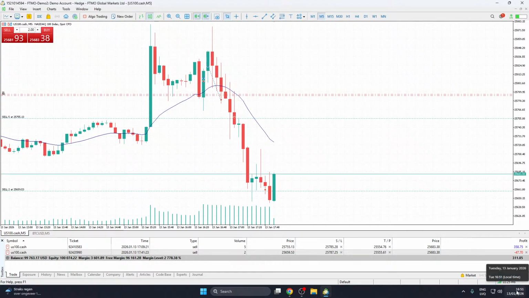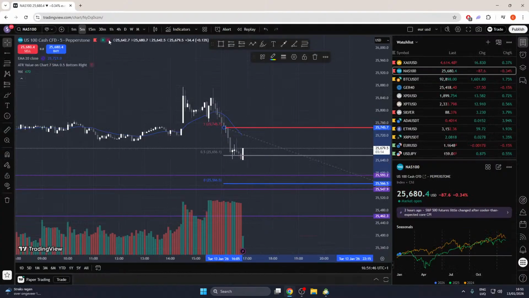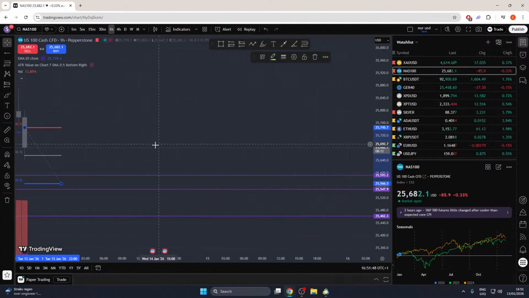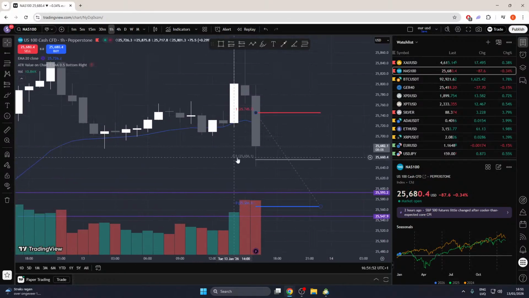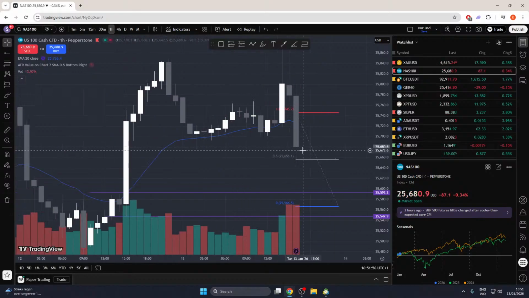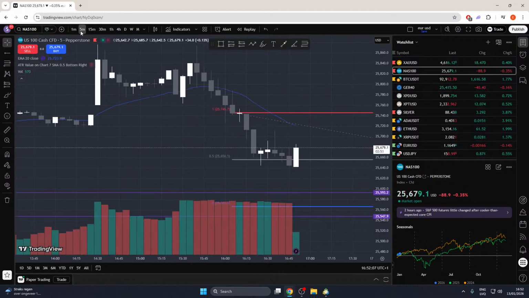We are also getting close to the last minutes of this hourly candle, which is basically going to determine how this hourly candle closes. Obviously, because we're short, we would like to close strong on the downside.